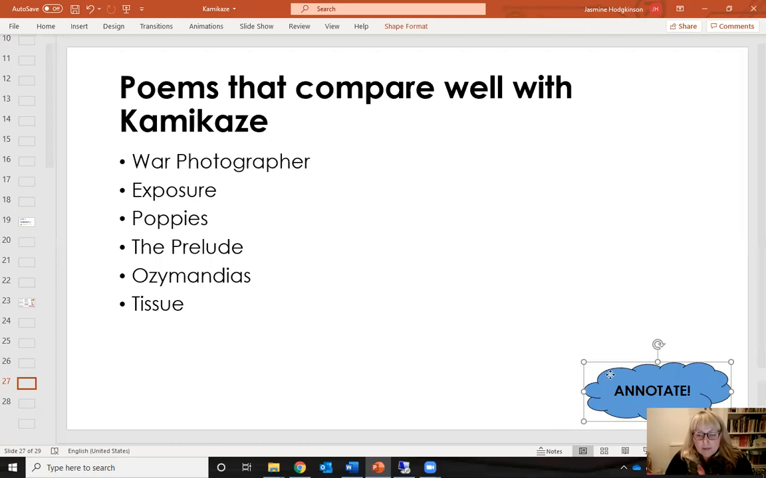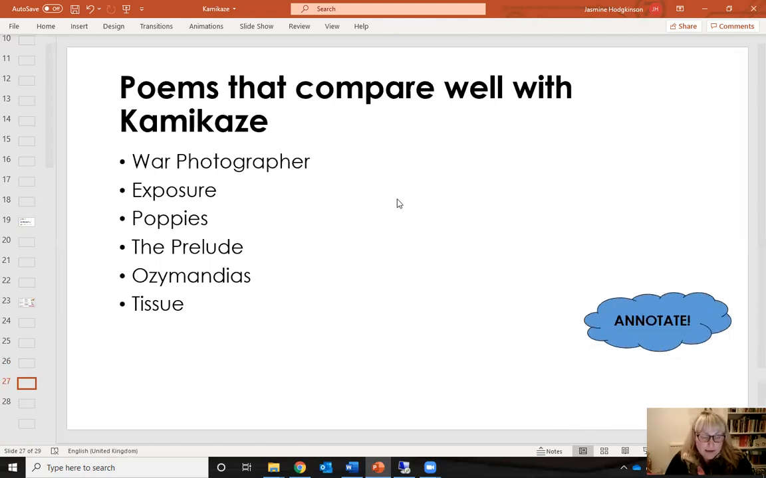And the blue annotate bubble is there, so do please note these down, okay? Poems that will compare well with Kamikaze include War Photographer, Exposure, Poppies, The Prelude, Ozymandias, and Tissue, okay? All poems that we will come to at some point. We're going to be doing Poppies next after Kamikaze.